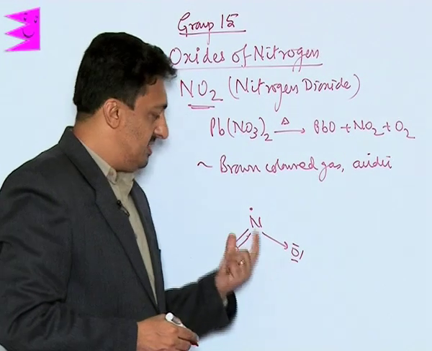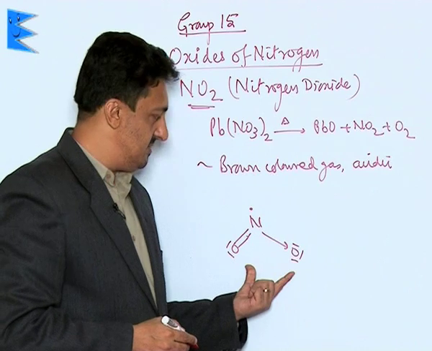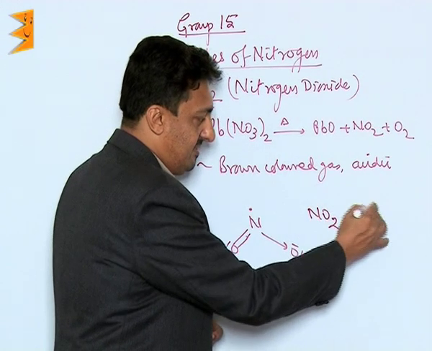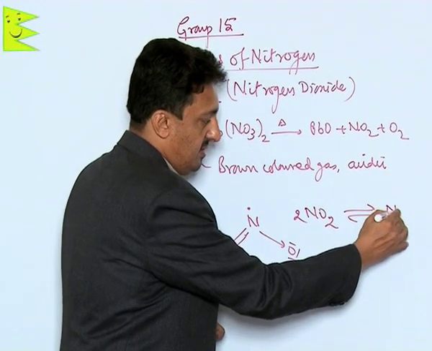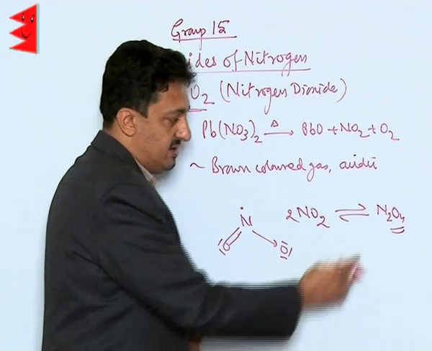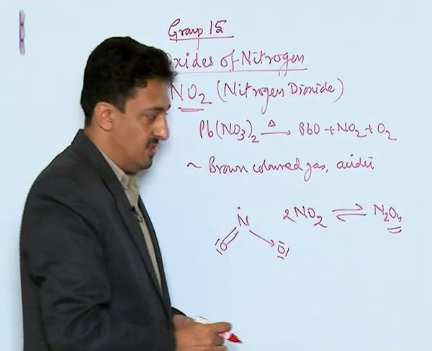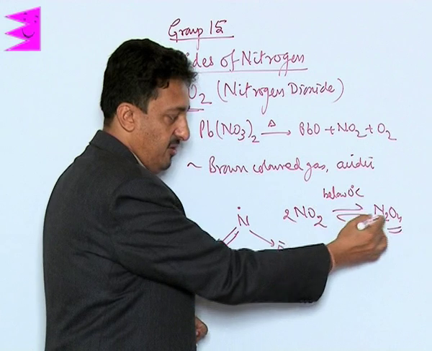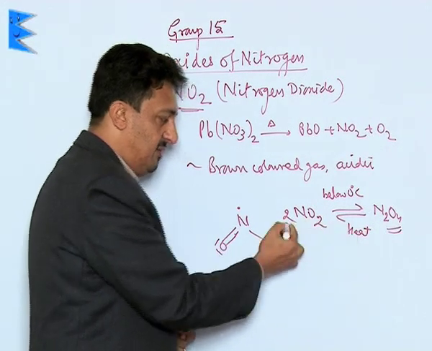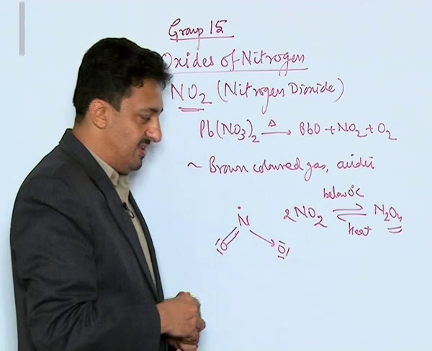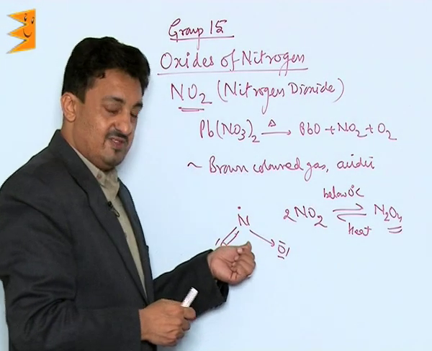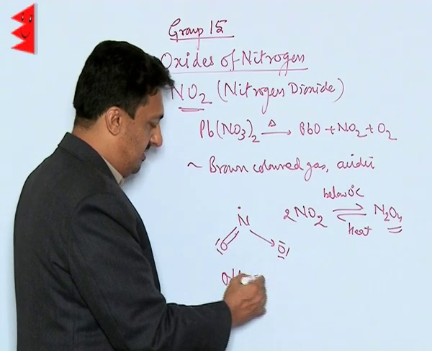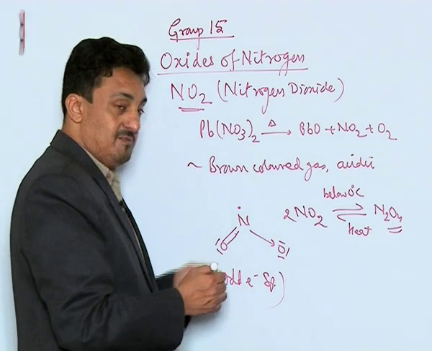Now this NO2, this nitrogen dioxide, at below 0 degrees Celsius very easily dimerizes to give N2O4, dinitrogen tetroxide. So at below 0 degrees Celsius, this forms N2O4, and N2O4 on heating forms NO2. What you need to understand is that NO2 itself is a paramagnetic species, an odd electron containing species, and this makes it paramagnetic.